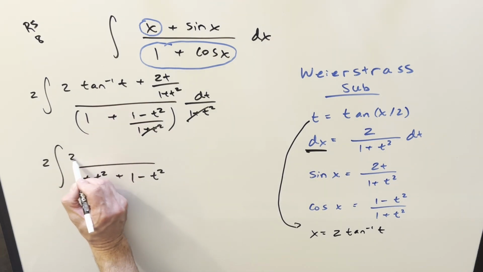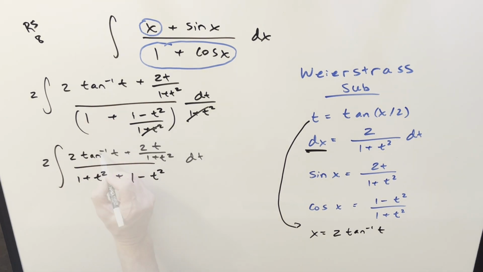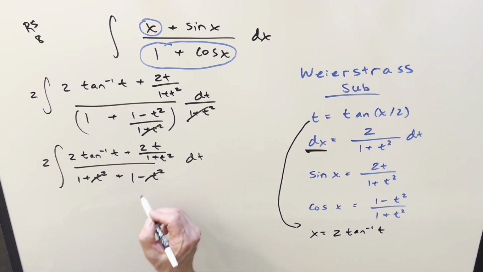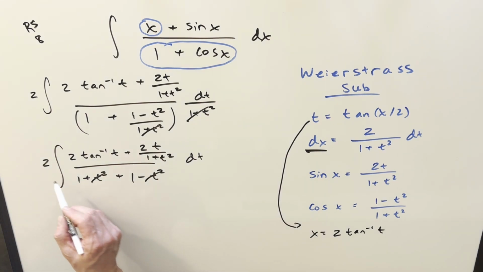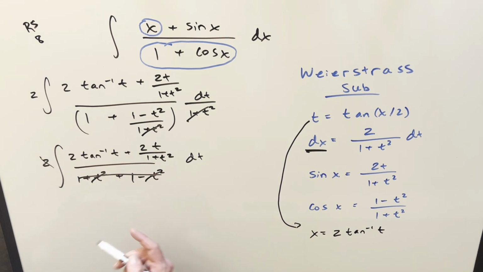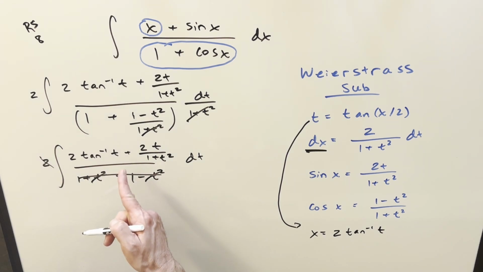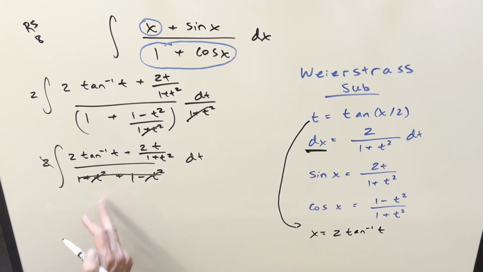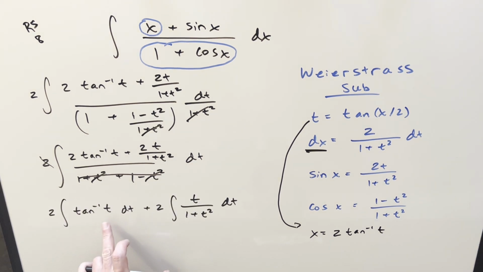And then all this stuff in the numerator, I'll just kind of copy over. But then in the denominator, the t squareds are going to cancel. 1 plus 1 is 2. So what we can do is just take that and cancel with this 2 here. And so the whole denominator goes away. And we can take this and break it up into 2 integrals. So let's just clean this stuff up and see what we have. And now at this point, we basically just have 2 pretty easy integrals that we can do.